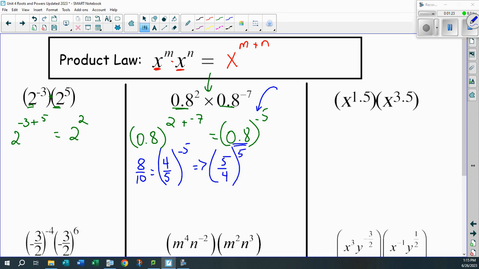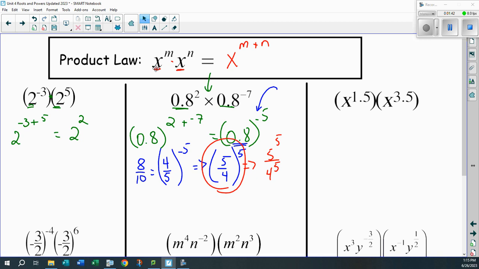Now you can leave it like that, or sometimes they may actually ask you to expand this a little bit more. So this would be 5 to the 5 over 4 to the 5. Upstairs, downstairs, mailman. But you know what? For right now, I think that's just fine the way it is. Read the question, give them what they want.